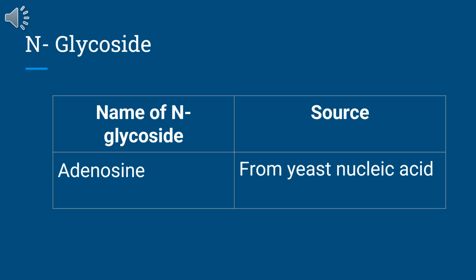We have seen that on the basis of linkage between glycone part and aglycone part, glycosides are classified into CONS. C for C-glycoside, O for O-glycoside, N for N-glycoside, S for S-glycoside. CONS means C, O, N and S glycosides.